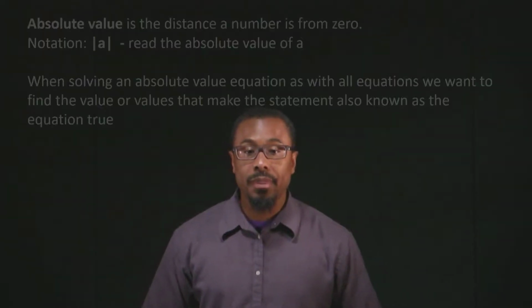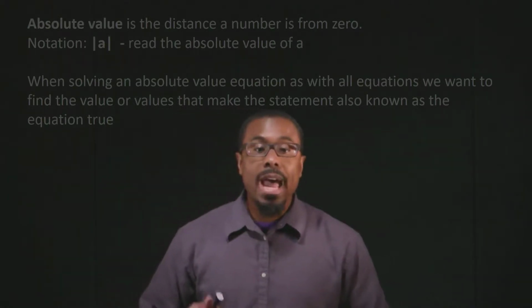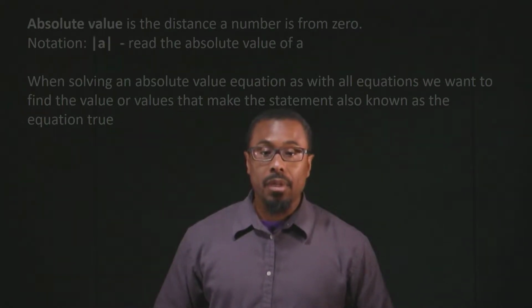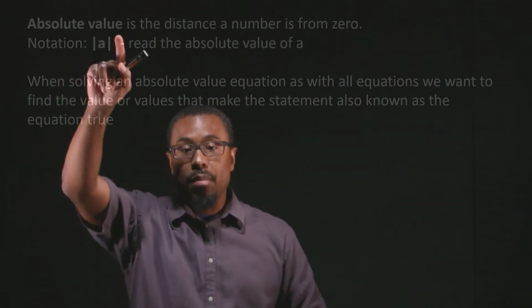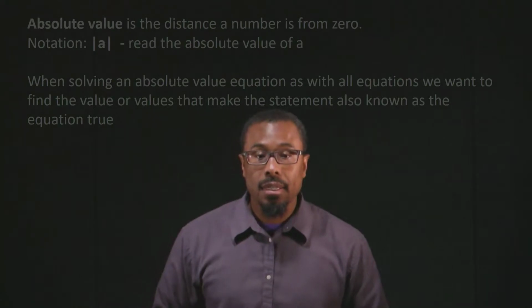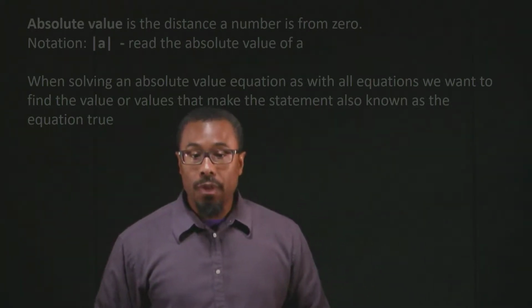Today we're going to discuss how to solve an absolute value equation. So first let's define what an absolute value is. An absolute value is the distance a number is from zero. How do we denote that mathematically? We have this notation where you put two bars around the A to denote the absolute value of A.